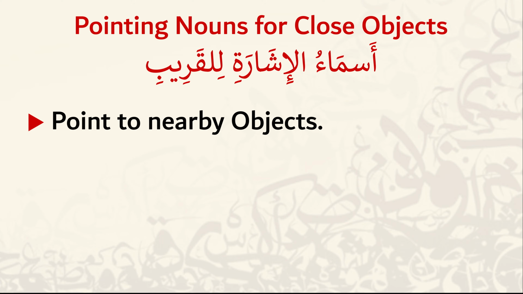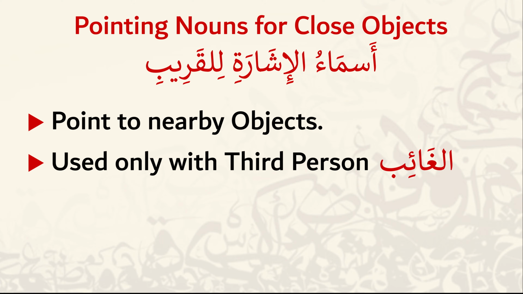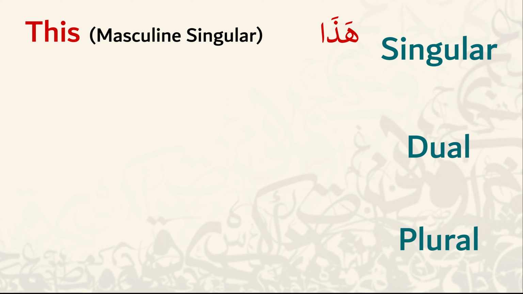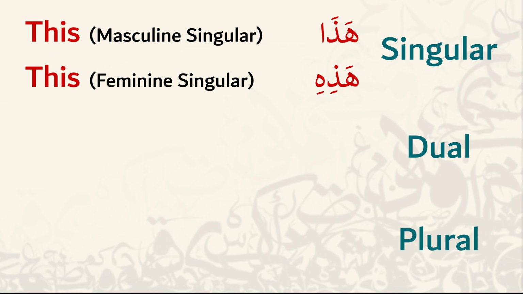Generally, they are used only with the third person, الغائب, because the object we usually point to doesn't participate in the conversation. That's why it's considered to be a third person. Let's have the same distribution we had previously, remember? Singular, dual, and plural. The first noun we have is هذا, meaning this for masculine singular. The second one, هذه, means this for feminine singular.